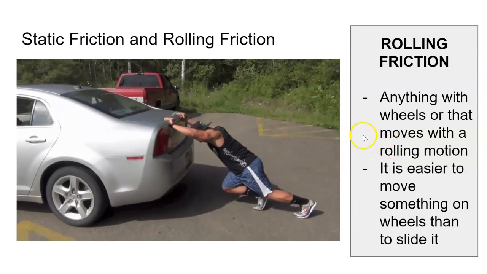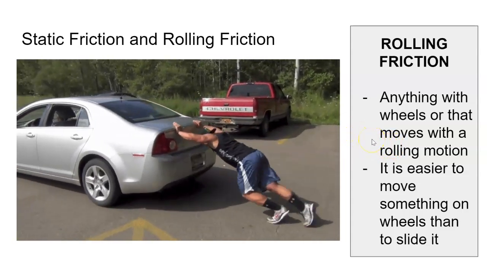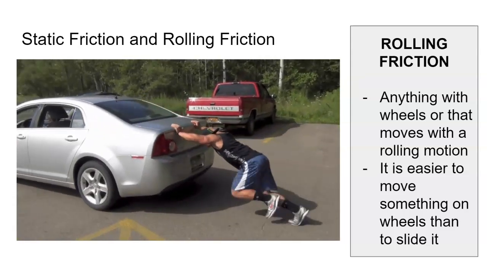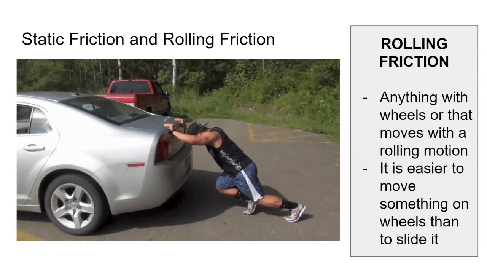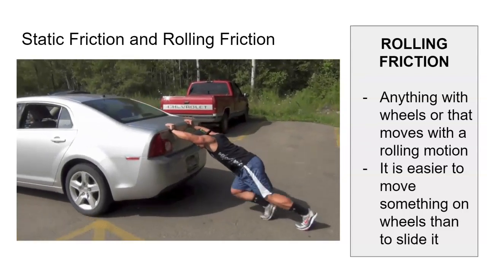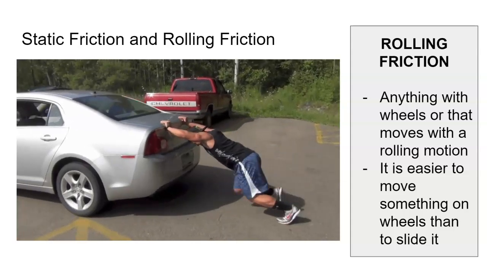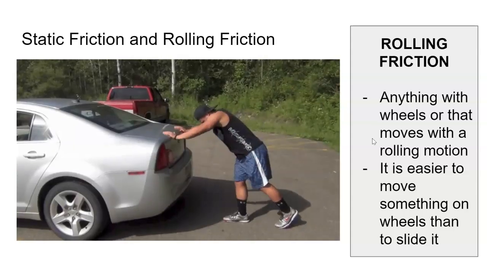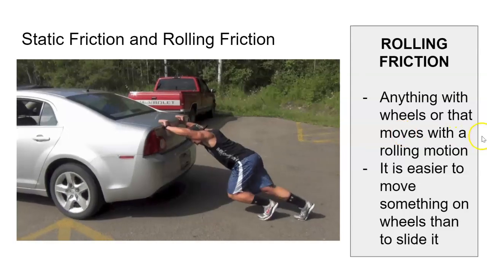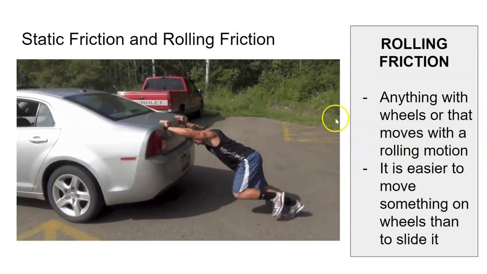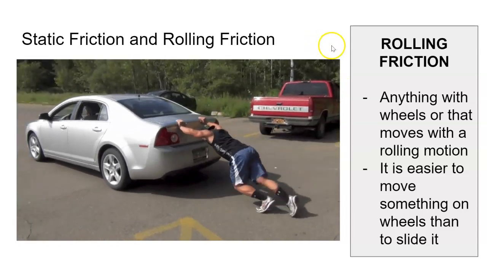Rolling friction occurs anytime we have something with wheels or it moves in a rolling motion, and it's always easier to move something with wheels than it is to slide it. Those people moving the couch in the first example would have an easier time if they put their couch on some sort of wheeled cart. It'd be a lot easier to move. But they still have to overcome static friction to get it in motion.